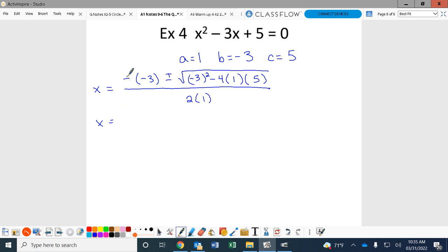Okay, the opposite of negative 3 is 3, plus or minus the square root of. Now type that on your calculator. I'm not even going to say it this time.